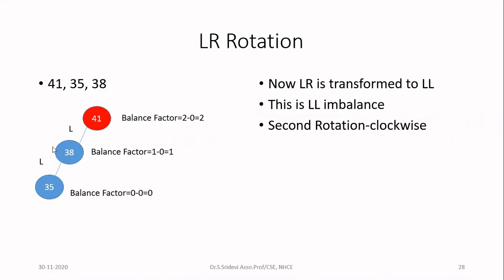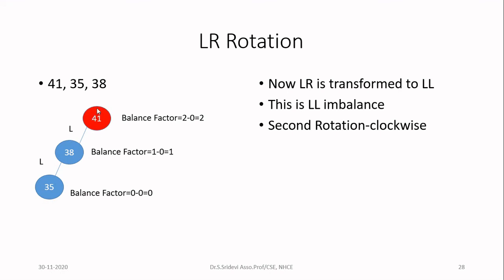So in LL, the letters are the same. That means you need to perform one rotation in the opposite direction. L means it is left, that is anti-clockwise. So you are going to rotate in the clockwise direction to balance it. So the second rotation I am going to perform in the clockwise direction. But about which node? About the node 41.